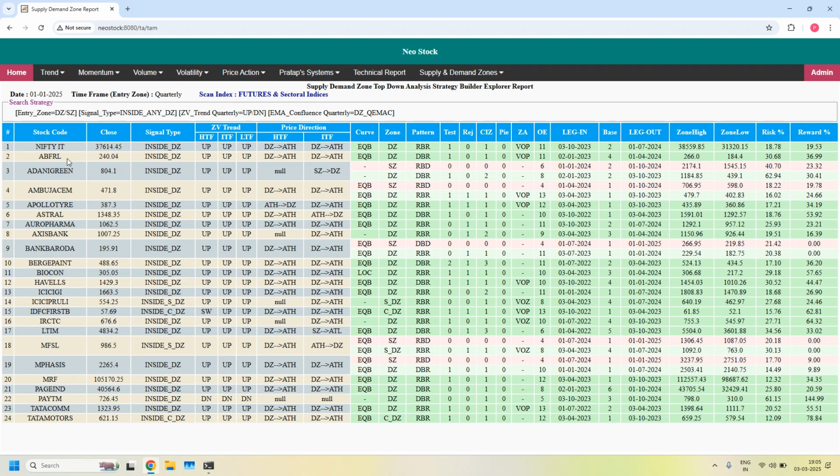Always look into the search strategy, and you will understand how we filtered. See here, quarterly demand zone having quarterly EMA confluence. And while filtering, we are using zone violation trend only up or down, but not sideways. And current price is closed inside quarterly demand zone because the current time frame is quarterly. This is how you should understand.